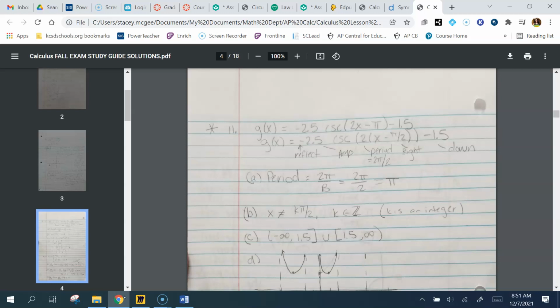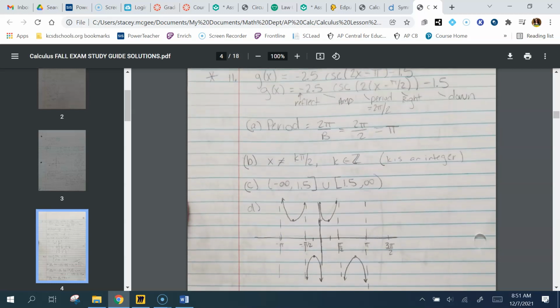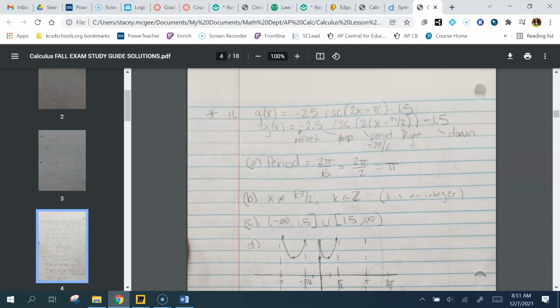Are you allowed to use your calculator on this? This is non-calculator. Okay, well look, let me show you. So cosecant is just 1 over sine, right?